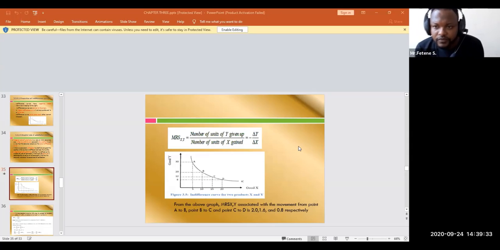So marginal rate of substitution can be calculated by using this formula. From this graph, the give up goes from 30 to 20, from 20 to 12, from 12 to 8. So the slope of this can be calculated. Look, from the above graph, the marginal rate of substitution of x and y associated with the movement from point A to B, point B to C, and point C to D is 2, 1.6 and 0.8 respectively.